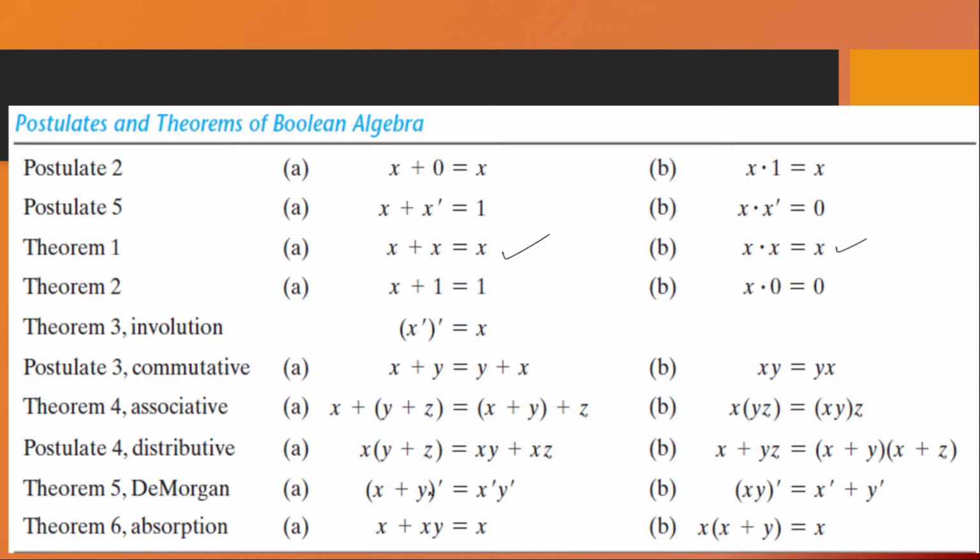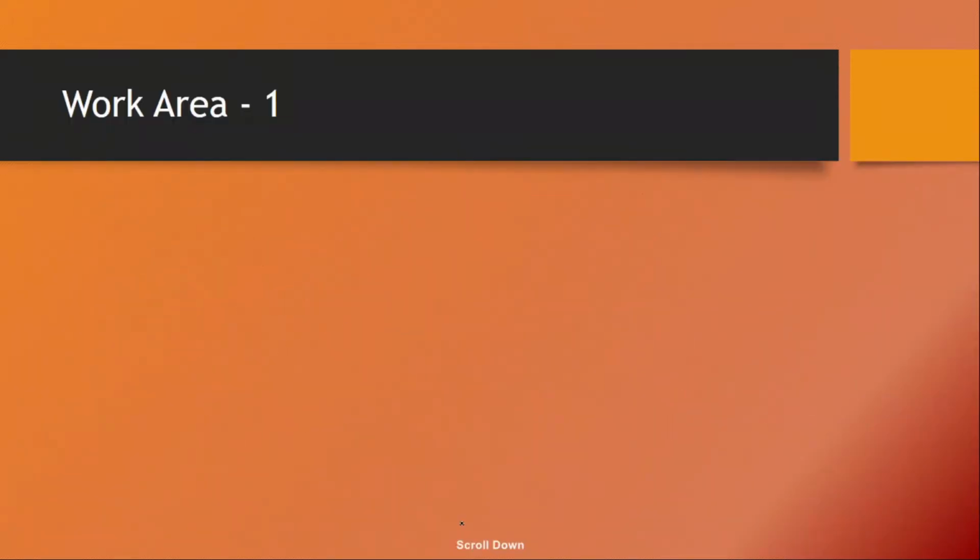When we have a whole complement, we can bring that complement inside the bracket, replacing the OR operation with an AND operation. And when we have an AND operation, we can replace that with an OR operation. This is another version of De Morgan's theorem, which says that xy the whole complement gives you x complement OR y complement. Once we bring the complement inside the bracket, the operation changes and the complement value also changes. Then we have the absorption law, x plus xy gives us x. We'll try to prove these in the future.